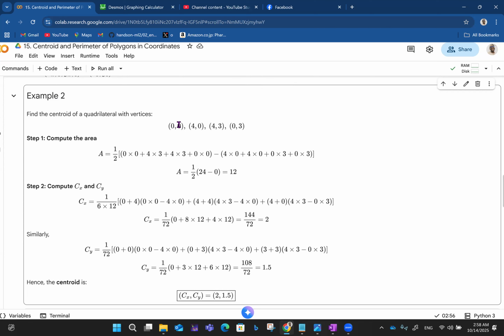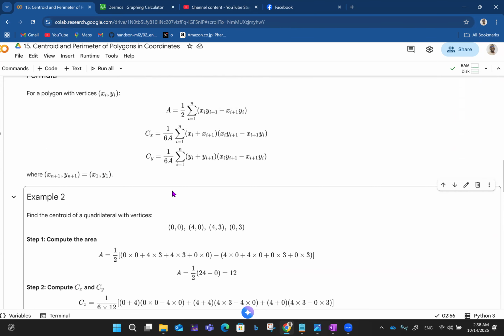First of all, you can compute the area, which you can refer to the previous video to see how that can be easily done for any number of sides at all. You tabulate, then you cross multiply, sum things up and subtract. So you get the area, and then you can compute Cx and Cy going by all this formula.